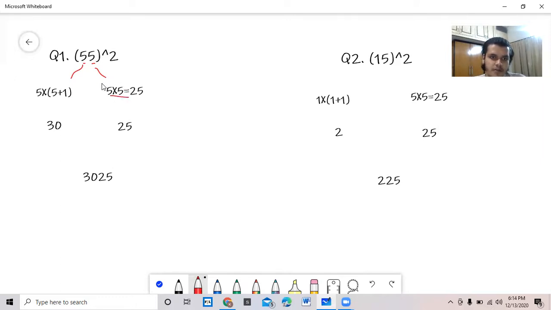What we need to do is multiply 5 by 5, that is multiply the number by itself, that is the unit digit, that is 5 into 5 is 25. And now separate the tens digit.